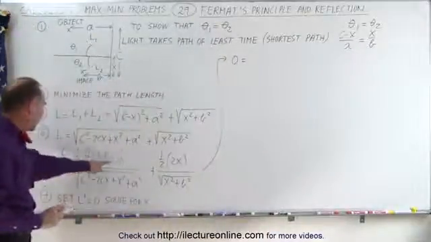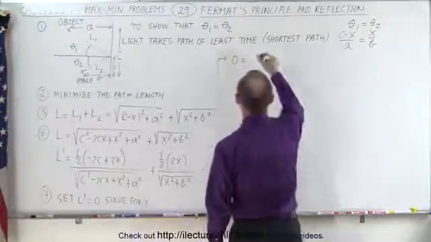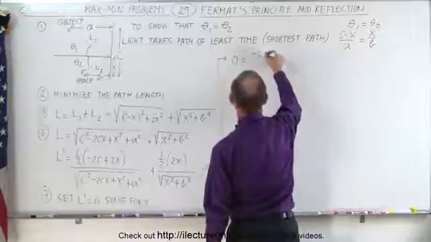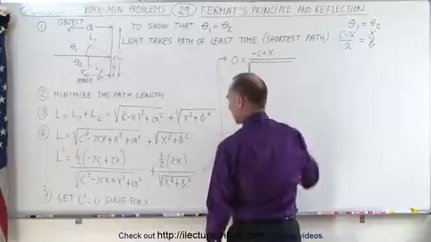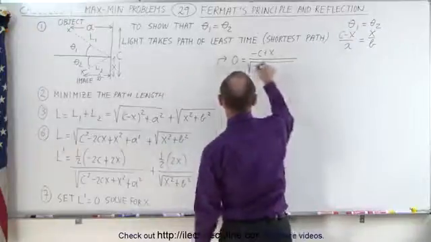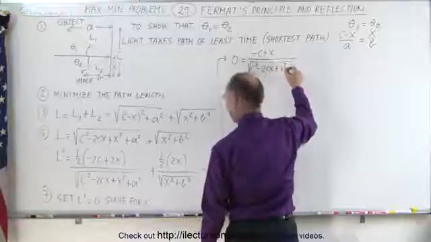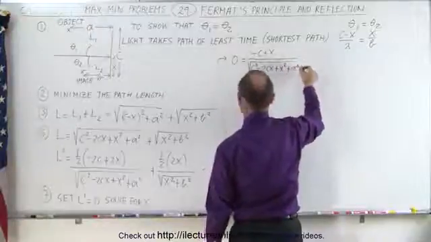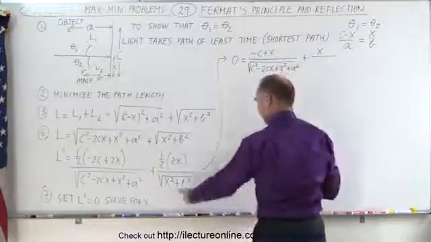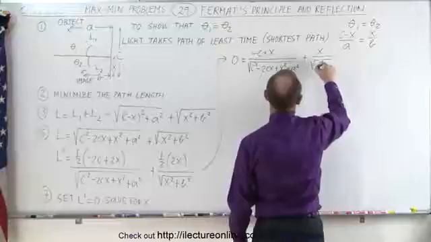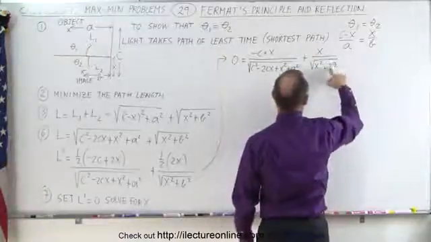and this 1/2 will cancel out with those 2's, so we end up with minus c plus x divided by the square root of c squared minus 2cx plus x squared plus a squared. And then here we have plus x divided by the square root of x squared plus a squared. And that should be not a squared, but b squared.